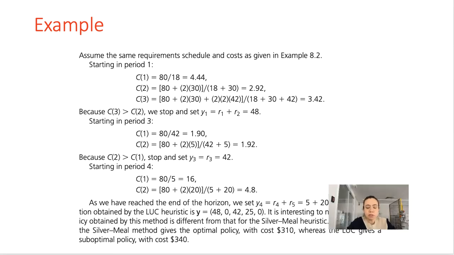With this production plan, we obtain a total cost of $340 for the setup and inventory holding cost. But when we check the total cost that we obtain with the Silvermeal method, we see that it is $310. So it is less than this number. So for this example, we can say that Silvermeal method performs better.